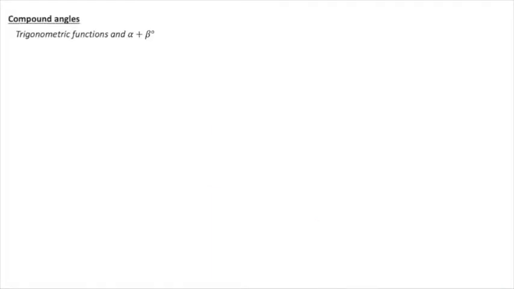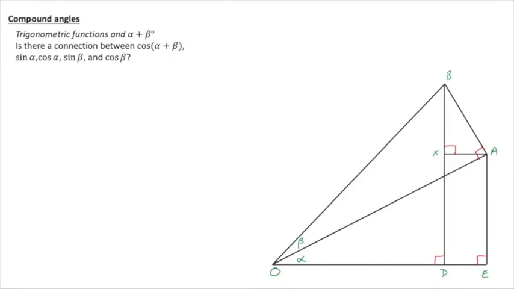Compound angles, trigonometric functions and alpha plus beta degrees. Is there a connection between cos alpha plus beta, sine alpha, sine beta and cos beta? They're all trigonometric functions, so there's a fair chance that there is.